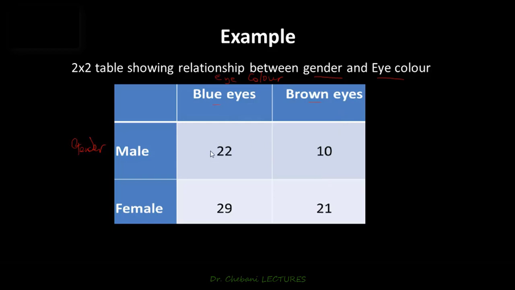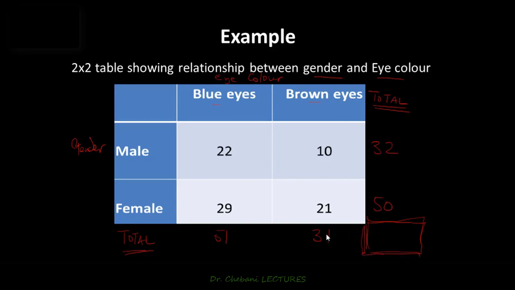Very easy to interpret. So the other thing you have to note is that you would usually, to complete this, have a total column here and a total row, right? So you'd add up the rows and columns to get your totals there, right? So for instance, the row total here is 32 and the total here is 29 plus 21, that's 50. 22 plus 29, that's 51, right? And 10 plus 21 is 31, right? And you can have the grand total somewhere there, which basically represents the total of the entire table.